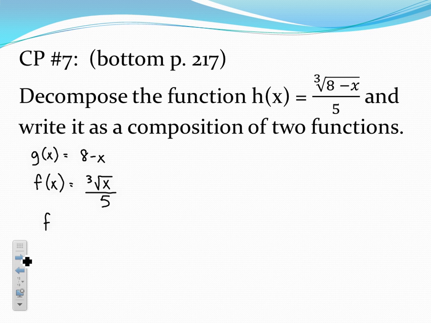Okay, so then in essence, if you look at what we started with, it could have been stated in terms of f of g of x. So if f of x was the cube root of x over 5 and g of x was equal to 8 minus x, that would have given us that thing that they started us with. Okay, and that's all there is with that part.